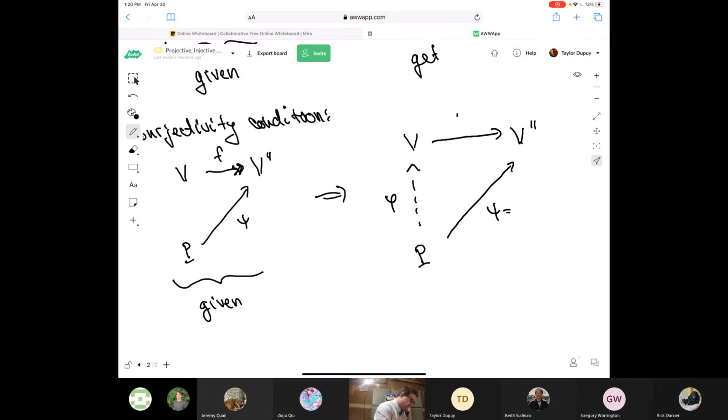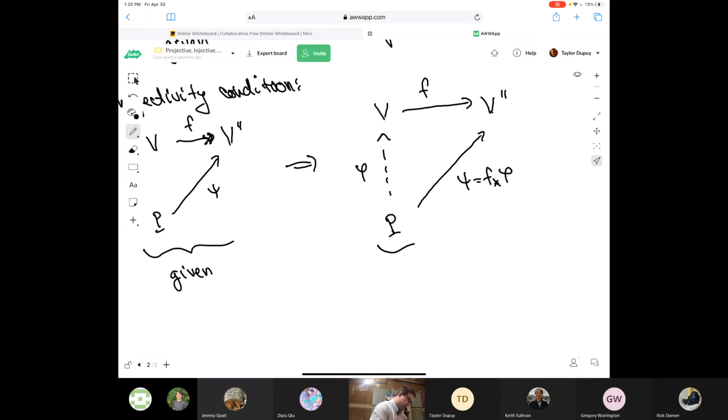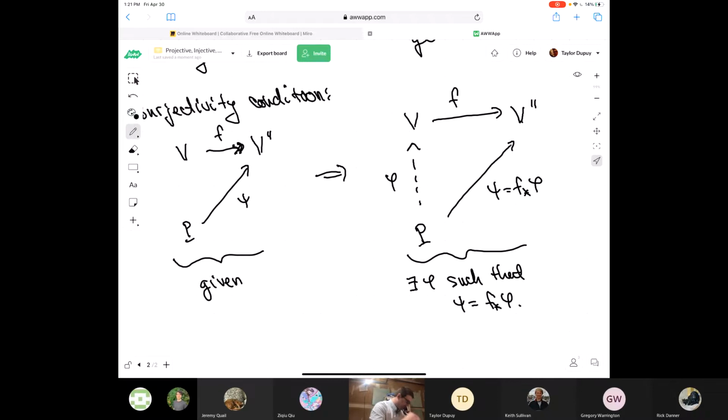There's phi here, there's F here, right? So this is the psi that we're given, and then there exists some phi that fills this in. Psi is equal to F lower star of phi. So the fact that you can fill in any map like this, that you can lift the map psi to a map phi, is equivalent to projectivity.